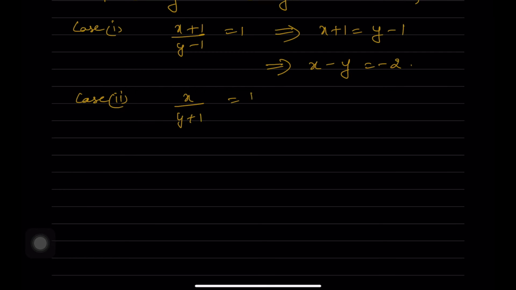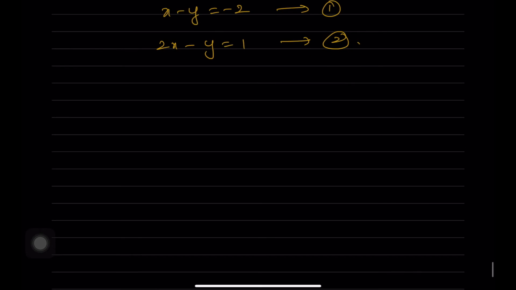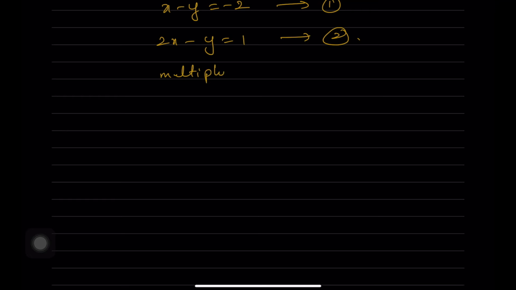In case 2, it becomes half. The fraction becomes half if we only add 1 to the denominator. So x/(y + 1) = 1/2. So you're getting the equation as 2x - y = 1. So this is the second equation which you're having. We have two equations, so we'll solve this by the elimination method.